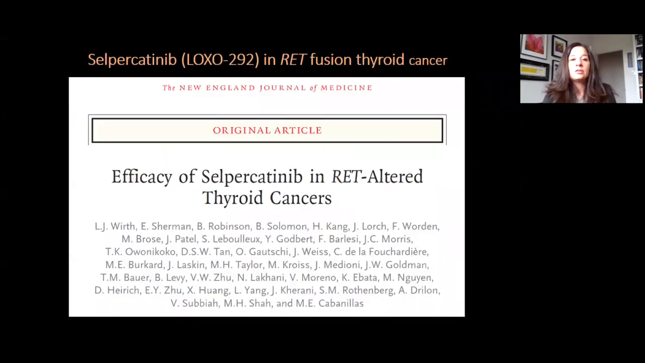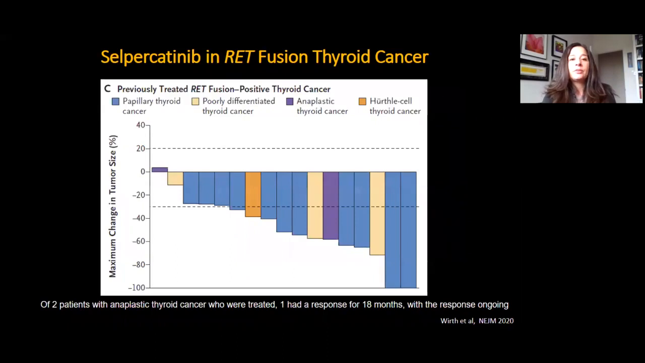And so this is the selpercatinib data. We published it in the New England Journal of Medicine. I think it was just last month. And this is looking at all the thyroid cancer patients with the non-medullary thyroid cancer patients.